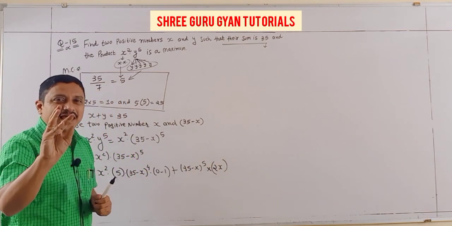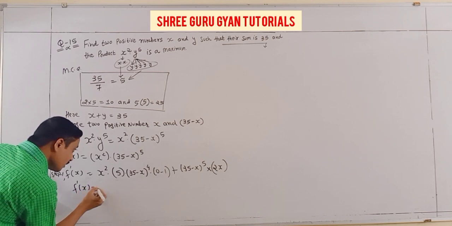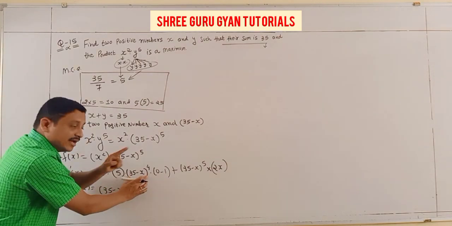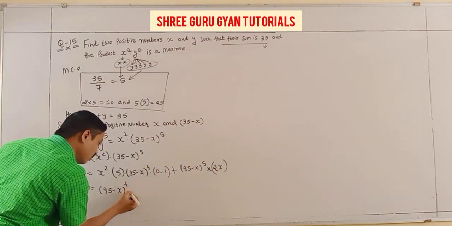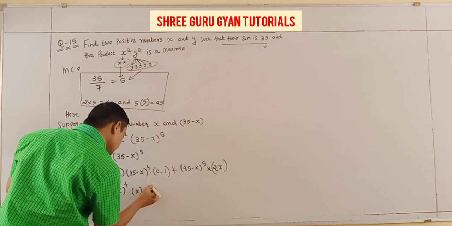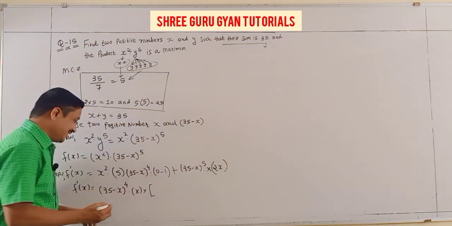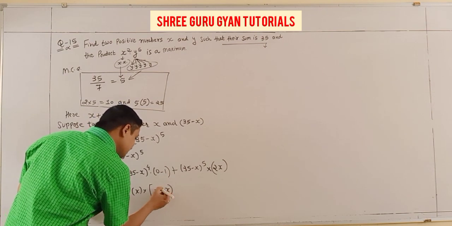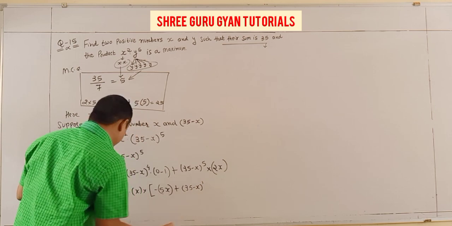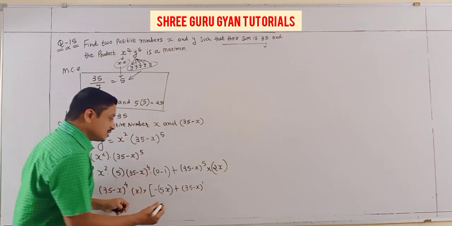Now students, try to take something common. So here my common is 35 minus x to the 4 power, where the other has 5 power. I take the 4 power common. From x square I make 1 x common. So remaining here is x, 5 remaining, minus 5x plus here 35 minus x, the 1 power remaining because the 4 power is already taken. From x, only 2 remaining.